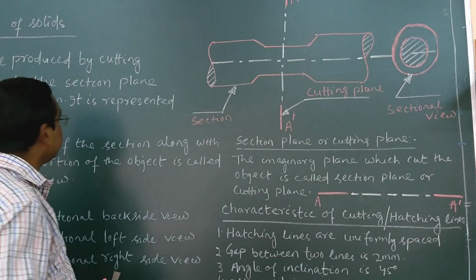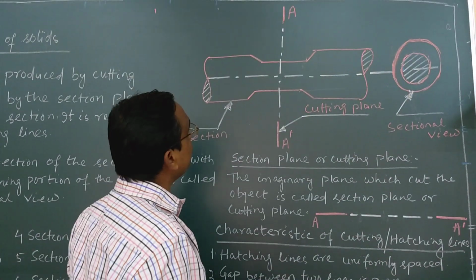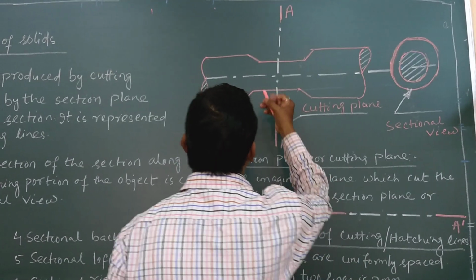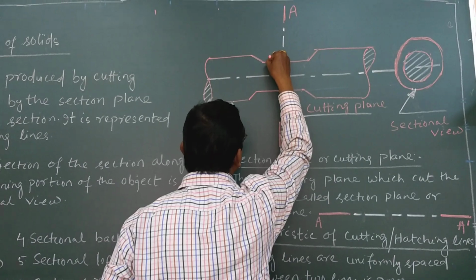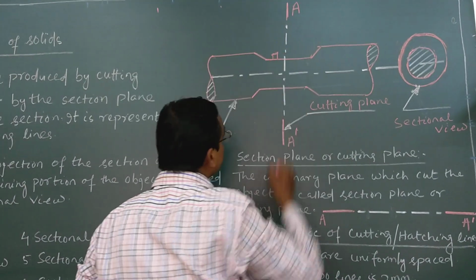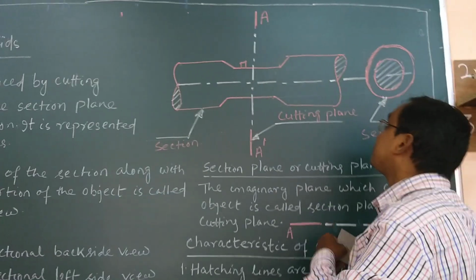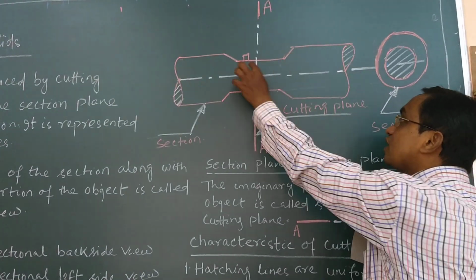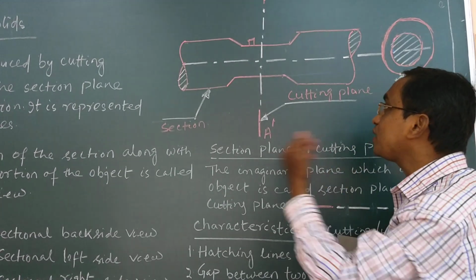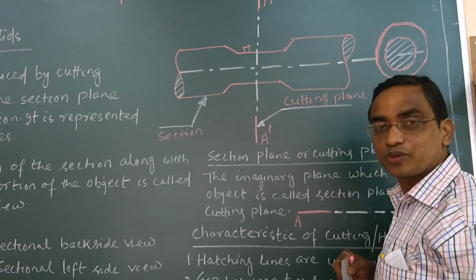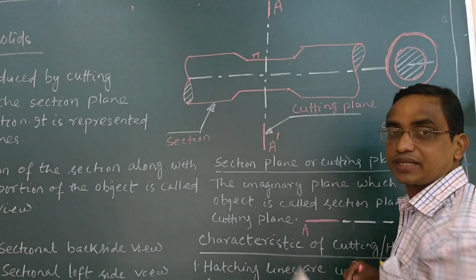Just to mark this object, I want to identify here this object. I am the observer, I mark from this side. When I observe from this side, this object is not clearly visible to me. I want to identify the object. So, the cutting plane AA dash is used to cut the object.